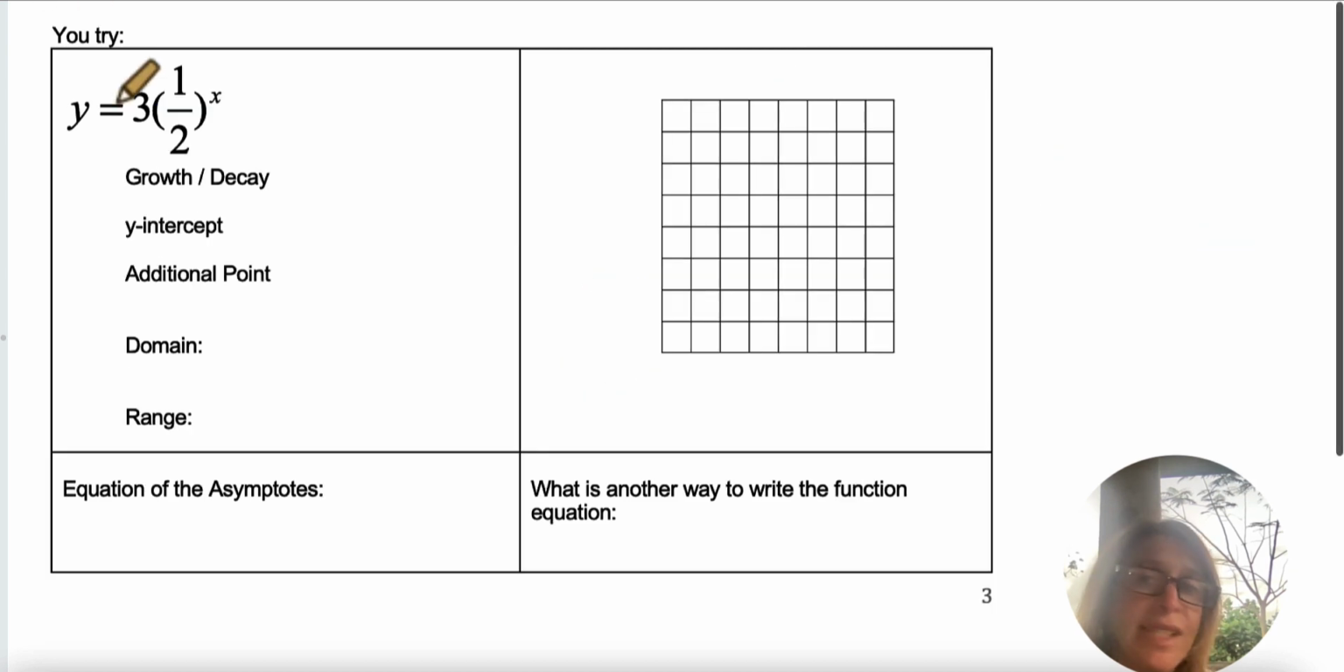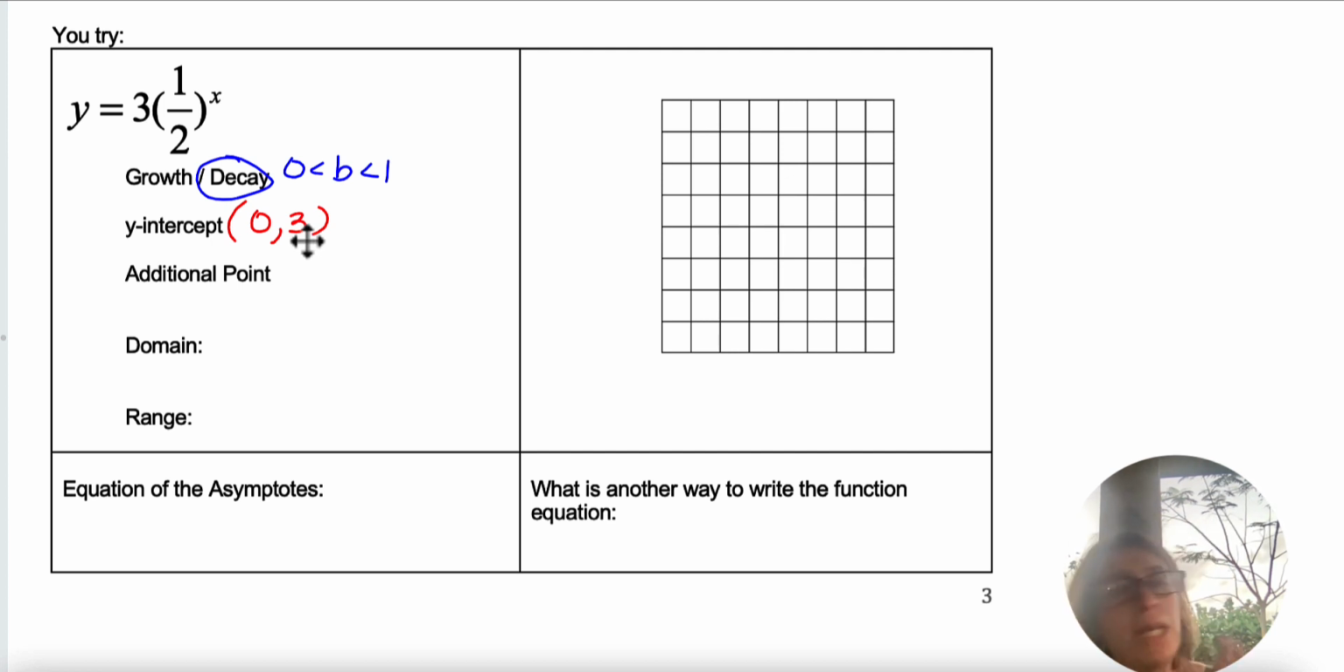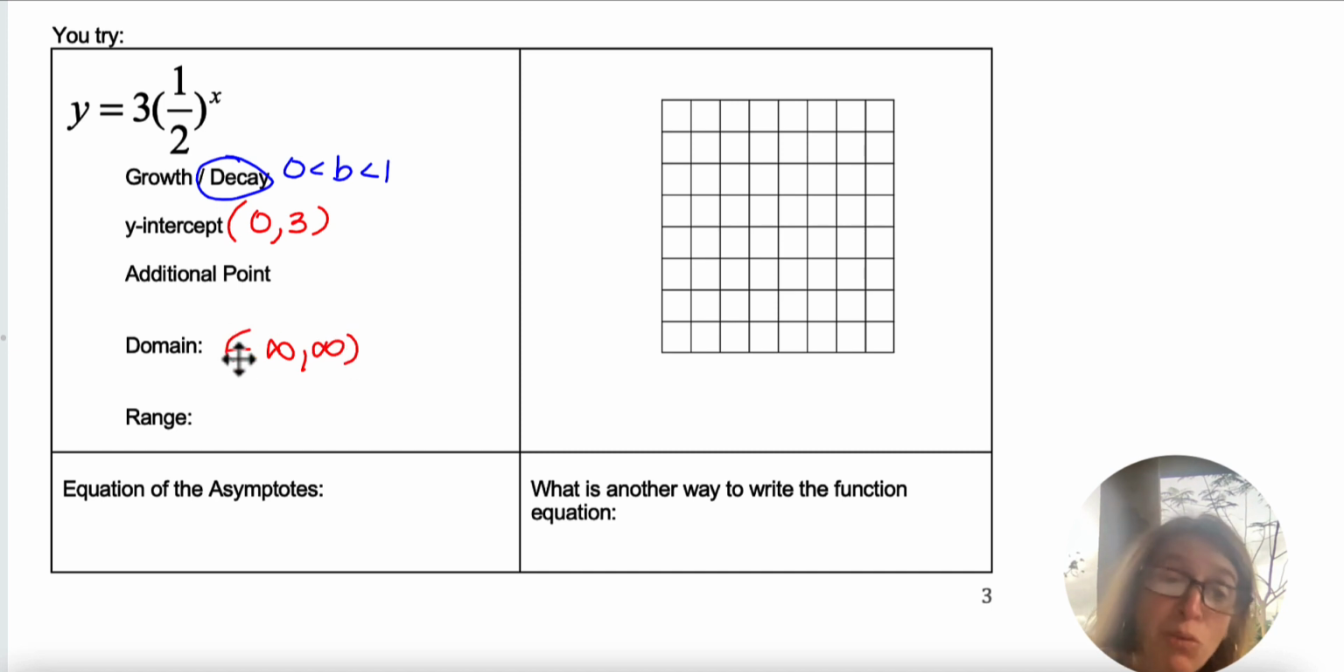Decay is going to look very similar. I've got 3 times 1/2 to the x. So my growth, this would be decay because b is less than 1 but greater than 0. My y-intercept isn't going to change. So 0, 3. My additional point, though, so like you can plug in any point, right? Because our domain is -infinity to infinity. But you're really going to want to think about what the best points to plug in would be.